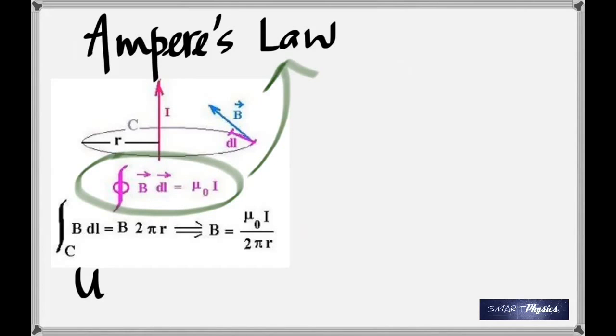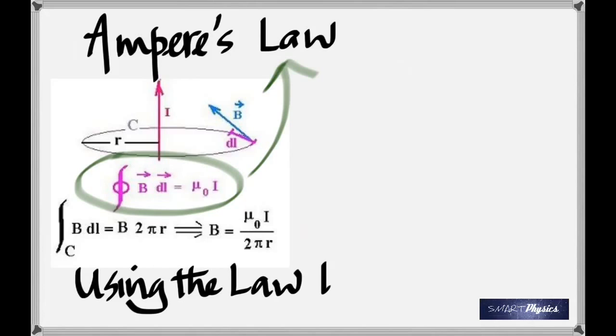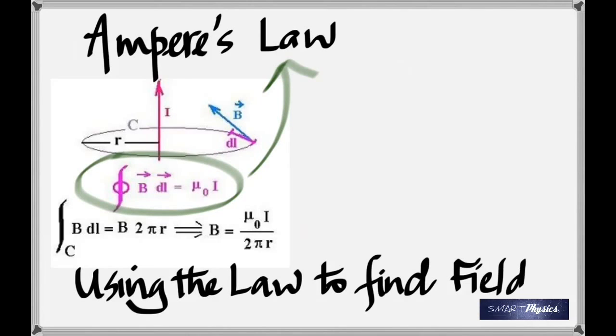Now we can use this to find the magnetic fields due to different conductors. Here we can use it to find the magnetic field due to a straight conductor, because in this case you're going to get a circle of circumference 2 pi r, and when you rearrange you get mu naught I by 2 pi r, which is the magnetic field due to a straight conductor. So we could use this law to find the field, as shown here, due to a straight conductor.